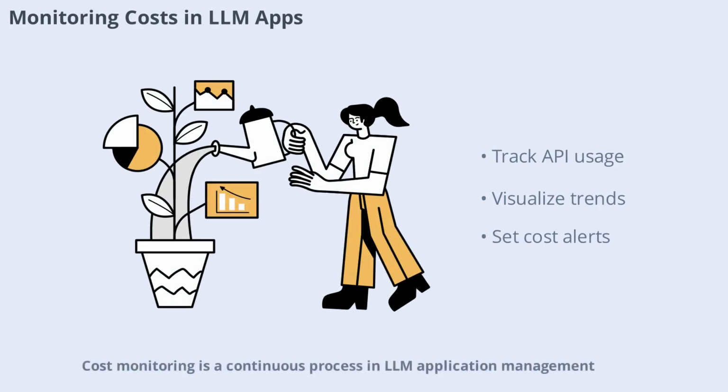Cost monitoring is a continuous process in LLM application management. Track API usage, token consumption, and model selection to identify savings opportunities. Implement dashboards to visualize trends and set alerts for unusual spikes. Regular reviews help you adjust prompts, caching, and routing strategies to keep expenses predictable and under control.